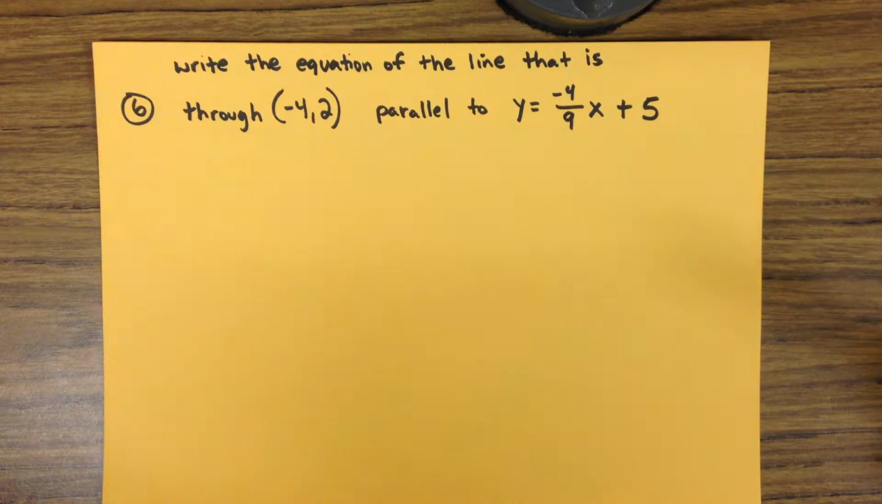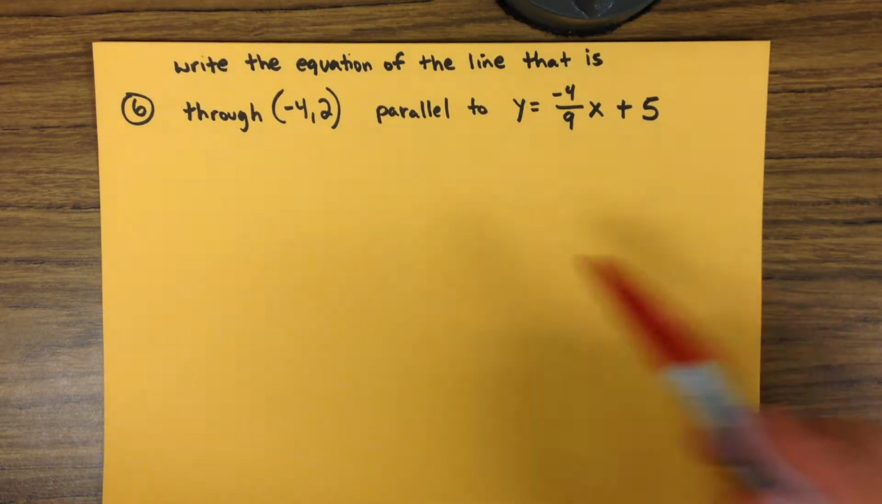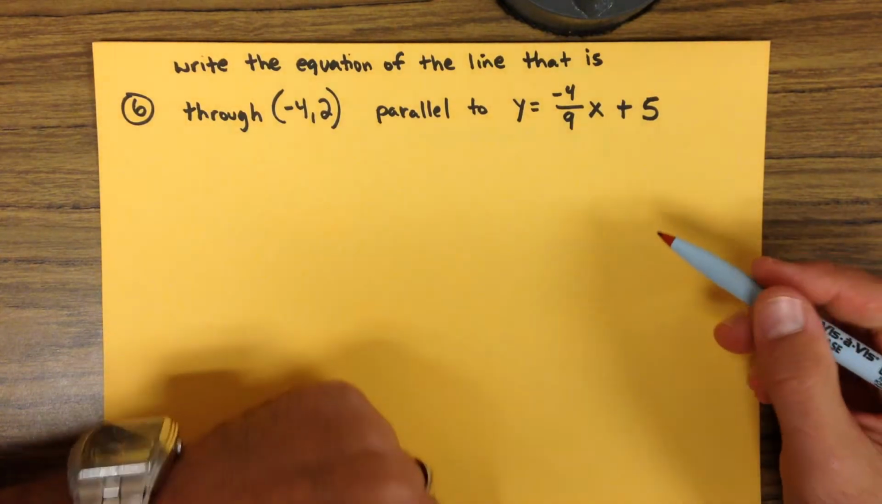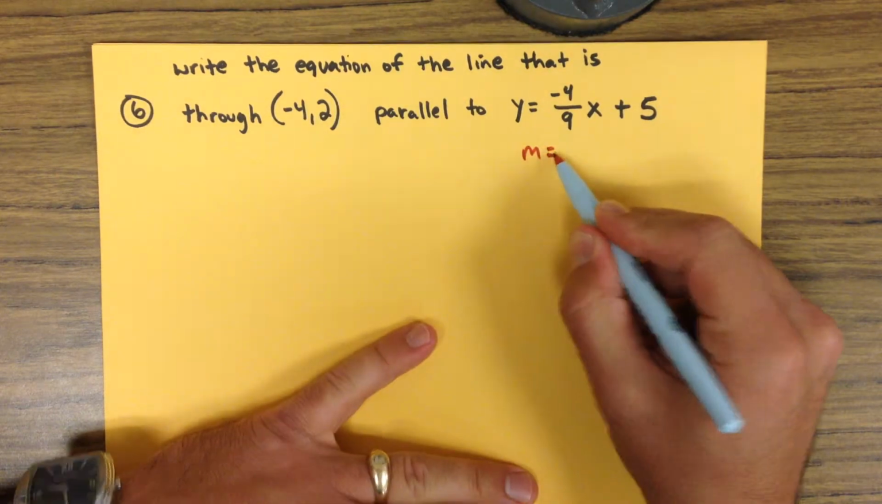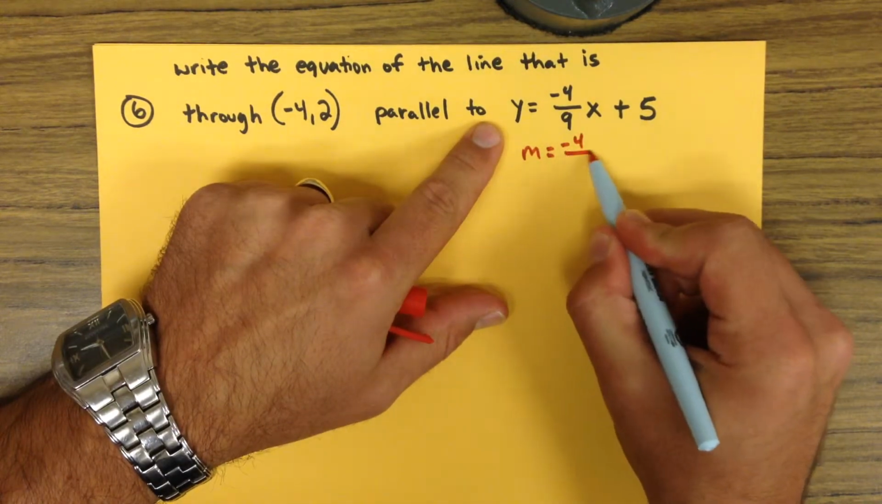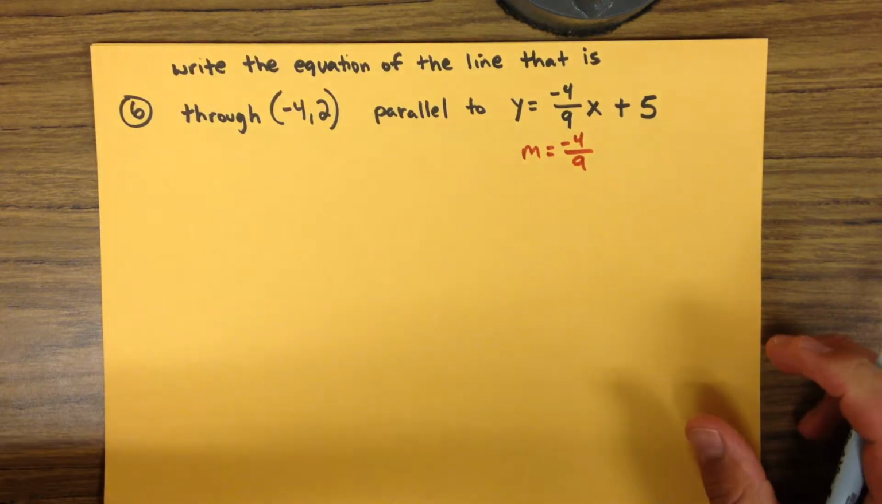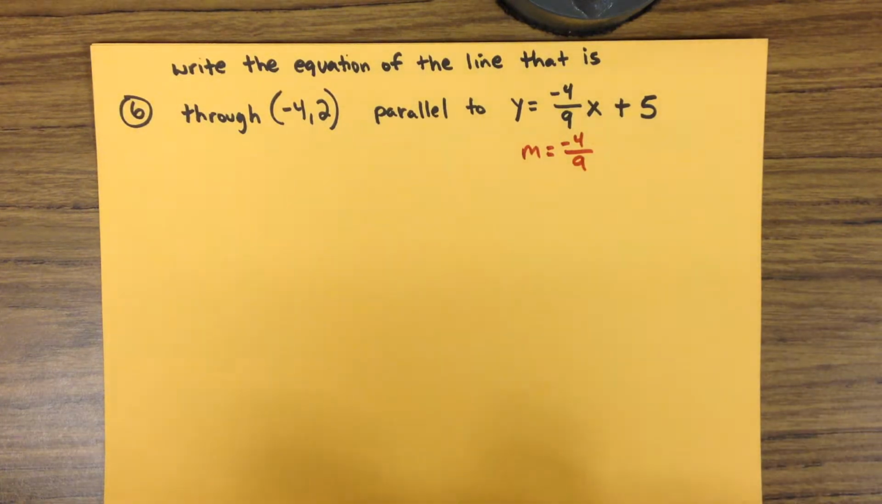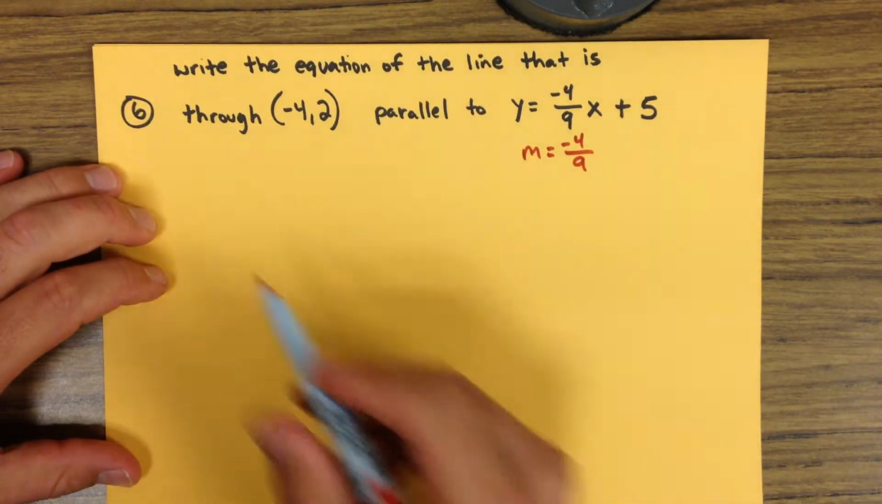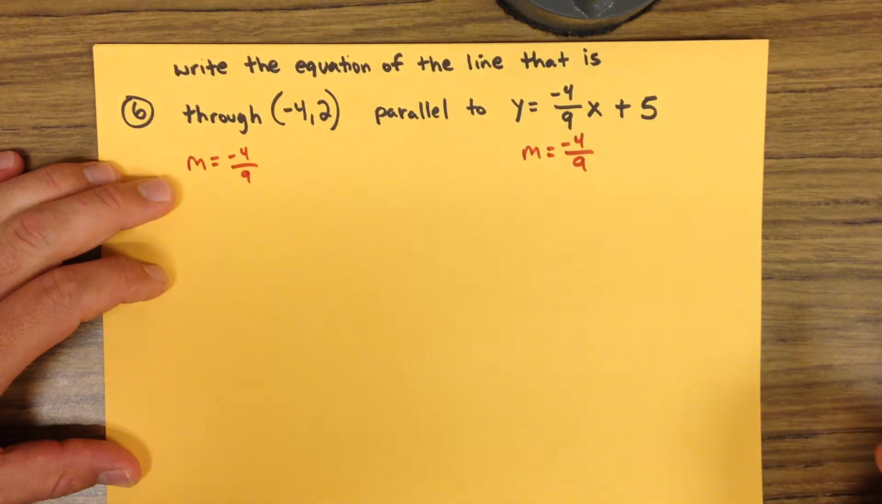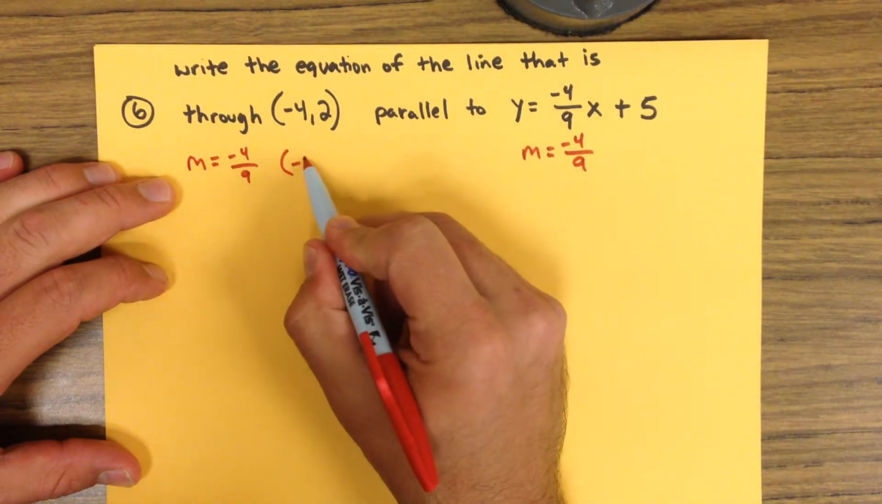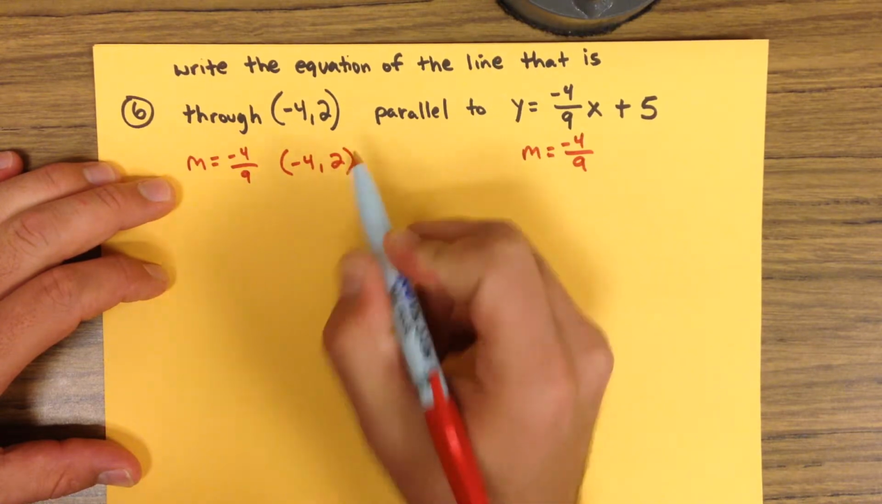Now, if I want another equation of a line that is parallel to this line, I know parallel lines have equal slopes. So the slope of this line that is given is -4/9. I know the equation of my new line is going to have the same slope. So I need a slope of -4/9 that goes through the point (-4, 2).